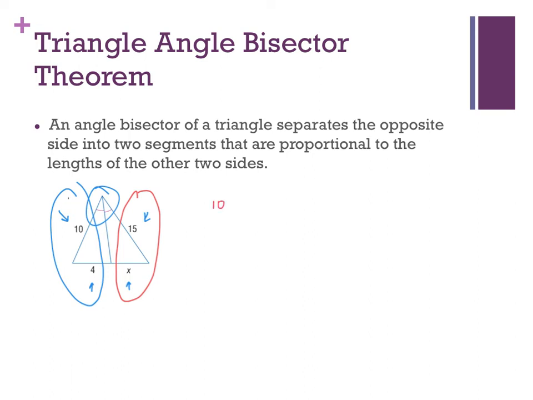So this means I have 10 over 4 would be proportionate to 15 over x. I'm going to simplify it down just to keep in the practice of getting my scale factor. Divided by 2 gives me 5 over 2. And now I'm going to cross multiply.